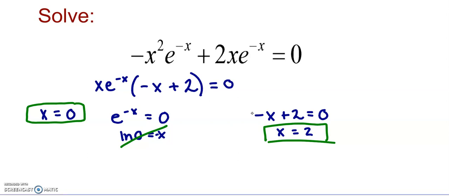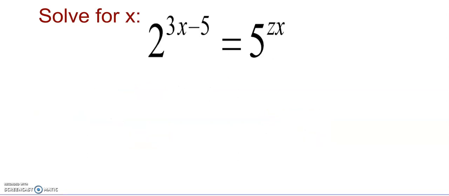But this one here in the middle where I have e to the negative x equals 0, well, if I convert that to a log, notice that I get natural log of 0 equals negative x, but natural log of 0 is undefined. So, no bueno.